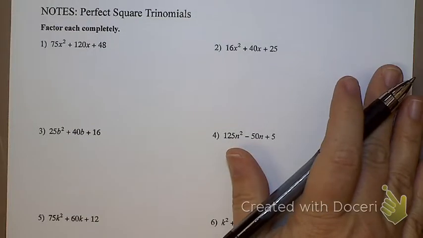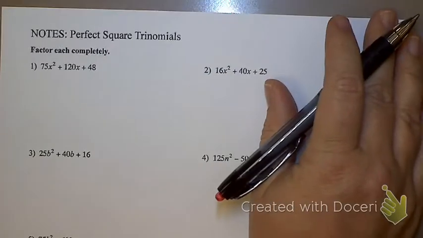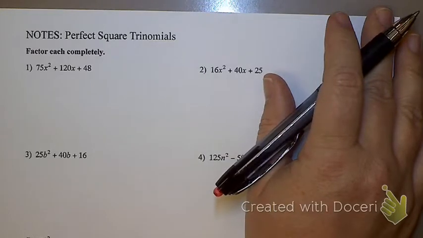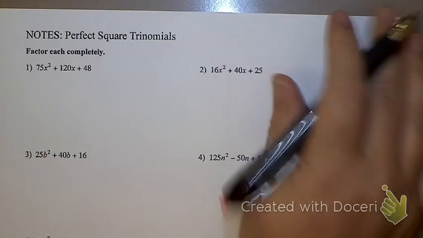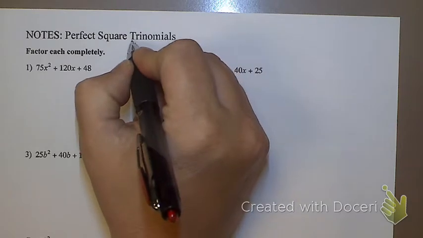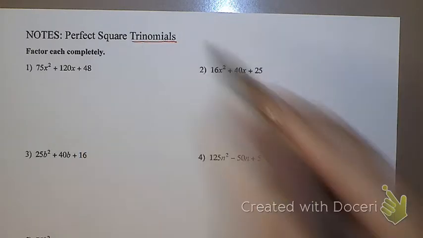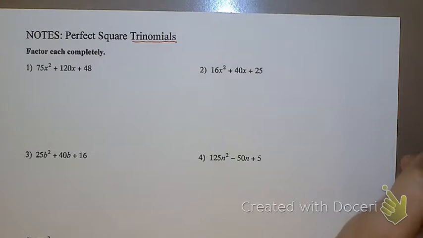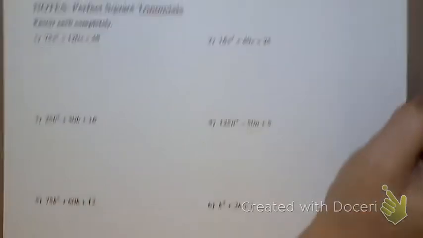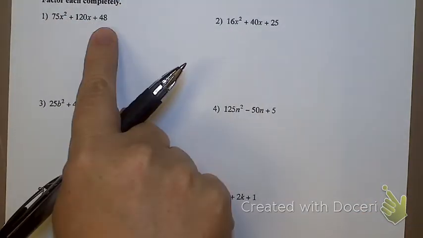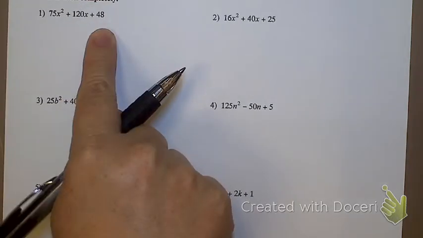All right, so here we go. Perfect square trinomials. What is a trinomial? A 3-something, meaning it has 3 terms. 1, 2, 3.